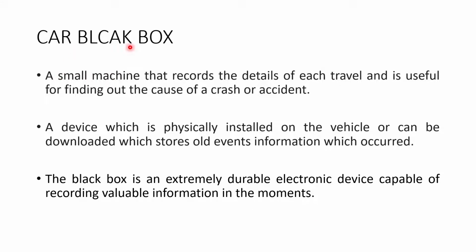A car black box is a device which is installed in a car physically, or that can be downloaded through a device, which stores the events that have occurred with the car, like collision, gear change, or the GPS location of the car. It is a small machine that records the details of each travel and is useful for finding out the cause of the crash or accident.